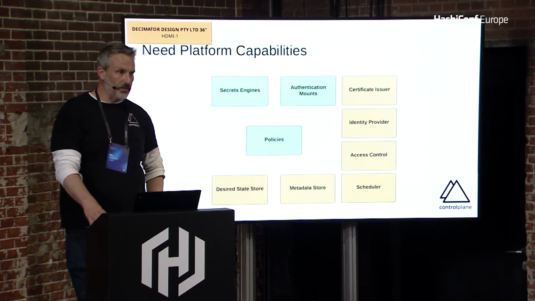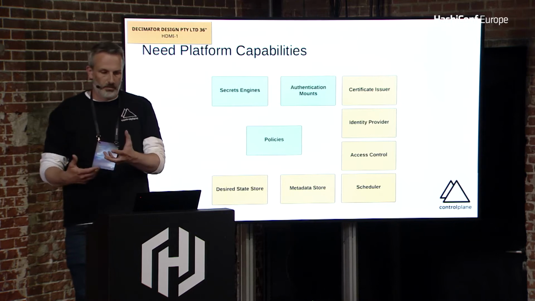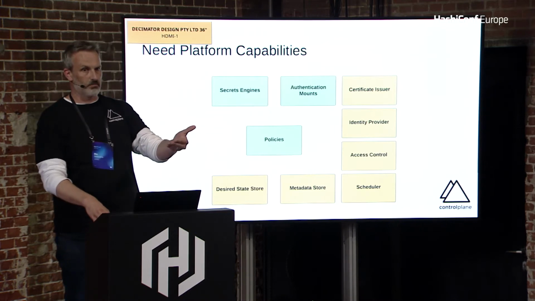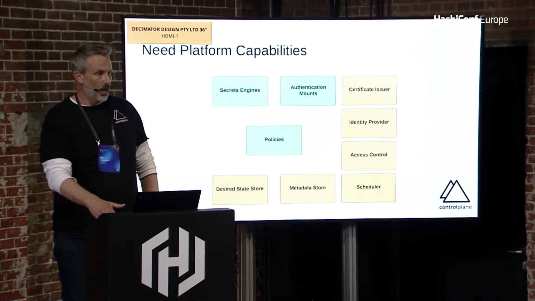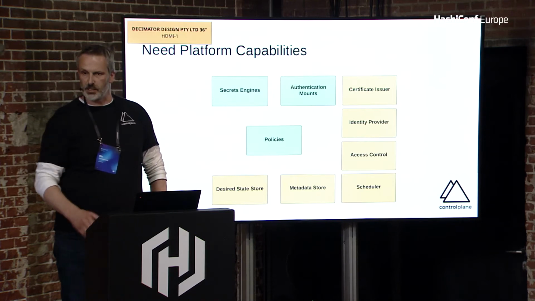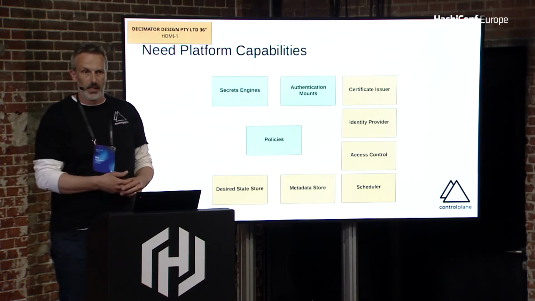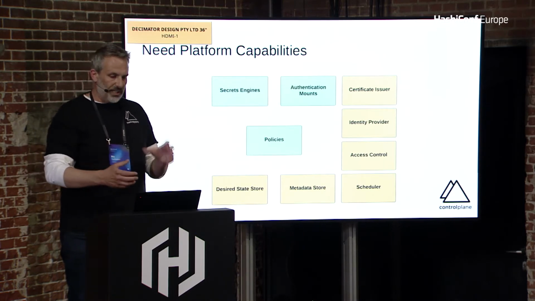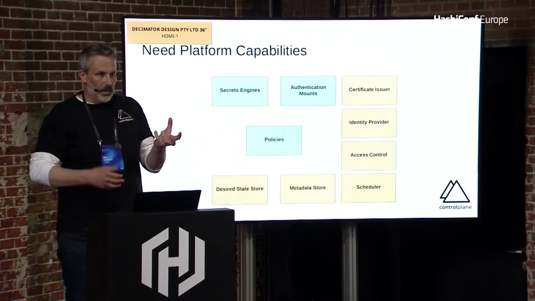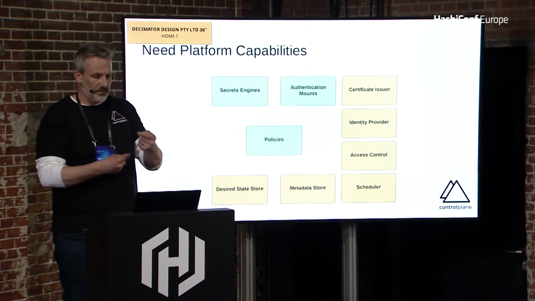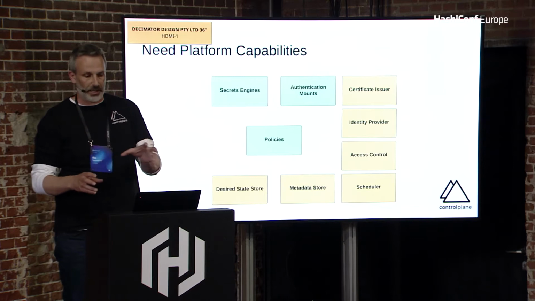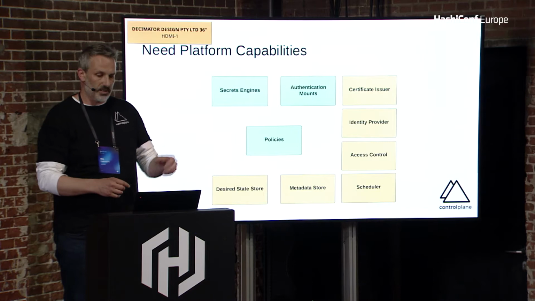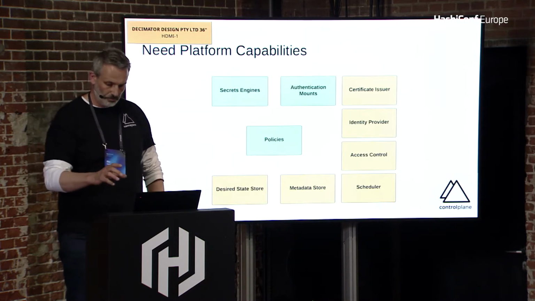And we need platform capability. So it's not just your favorite web API framework. We need certificates so that we can expose our service layer over HTTPS. We need an identity provider and access control so that we can control who can create the secrets engines, who can create the authentication mounts. We need to store our desired state, and we need a scheduler so that we can detect drift and correct it, and also for periodic updates. And we need a metadata store for who owns these mounts and who's got permissions to use things.